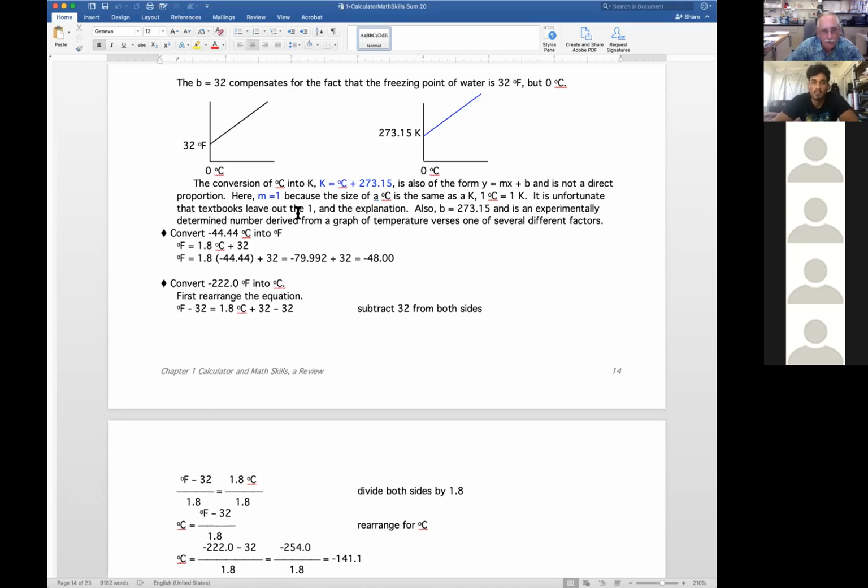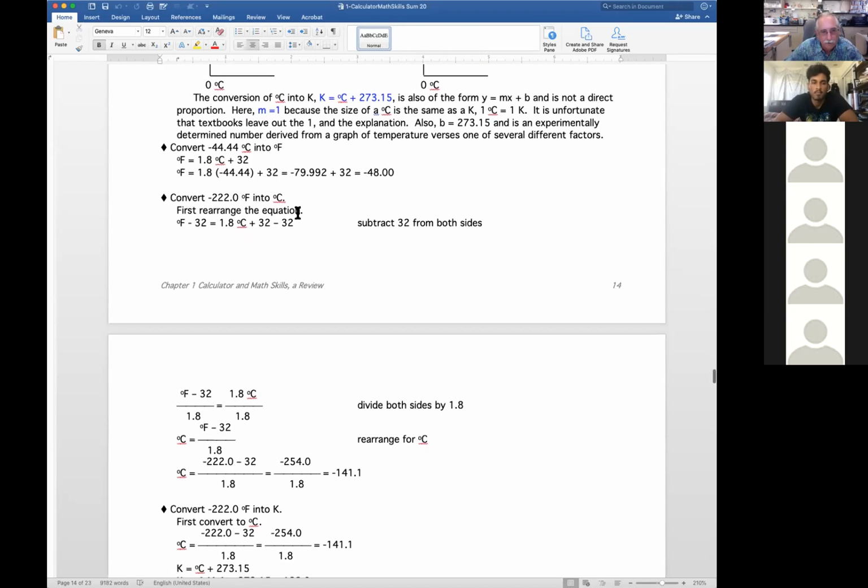So I know you know how to do this stuff. So given the equation, which I will not make you memorize, convert negative 44 Celsius into Fahrenheit. Okay, so how do I do that? I have the number for Celsius, so I simply substitute it in there, and then I do the math, and then there's the answer. Negative 48 degrees.